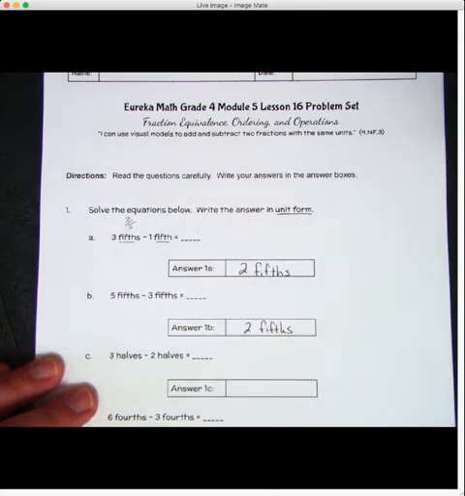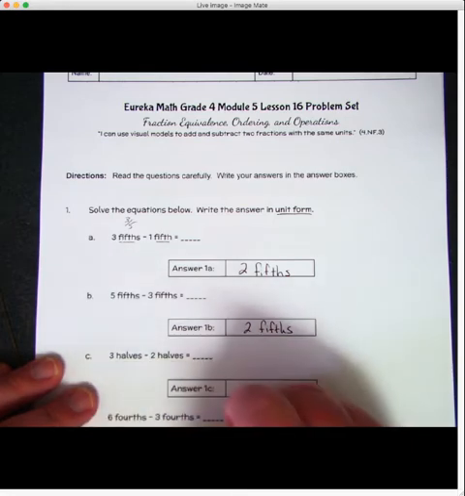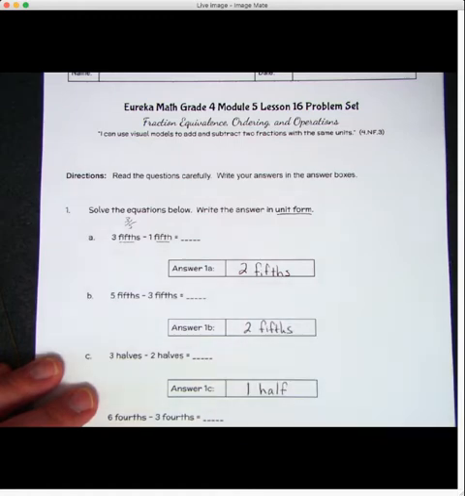Okay. This time we have 3/2 minus 2/2. What's that going to be? What's 3 minus 2? It's 1. And we're not going to write halves. We're just going to write 1/2. Because we don't have more than one. We just have 1/2. Next, 6/4 minus 3/4. 6 minus 3 is 3/4.